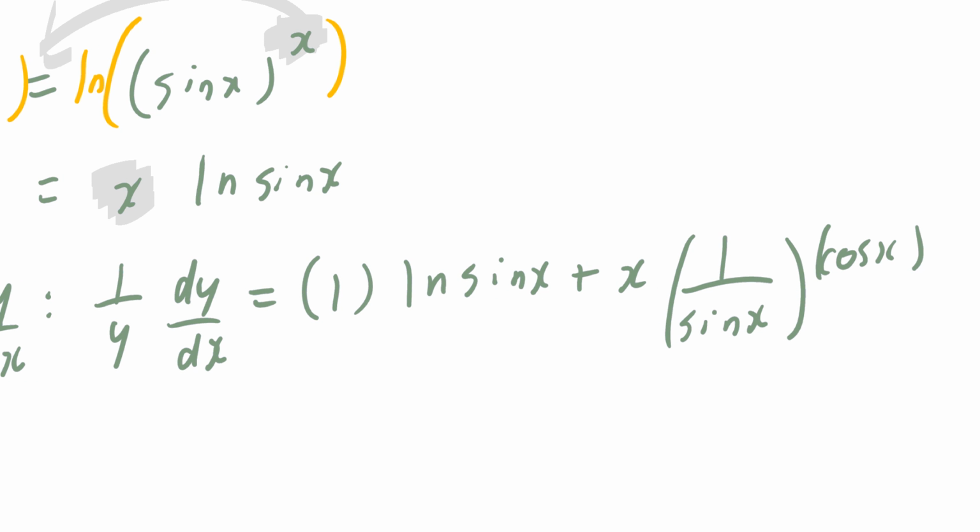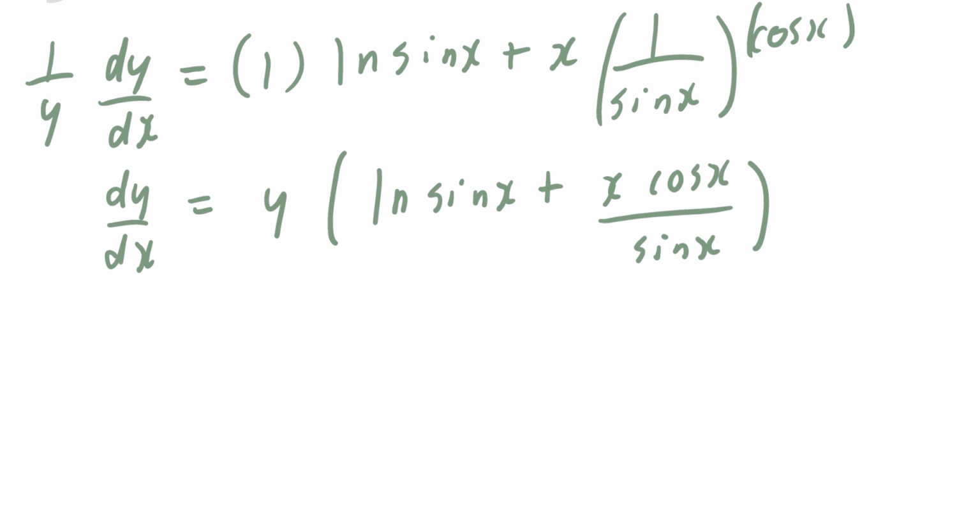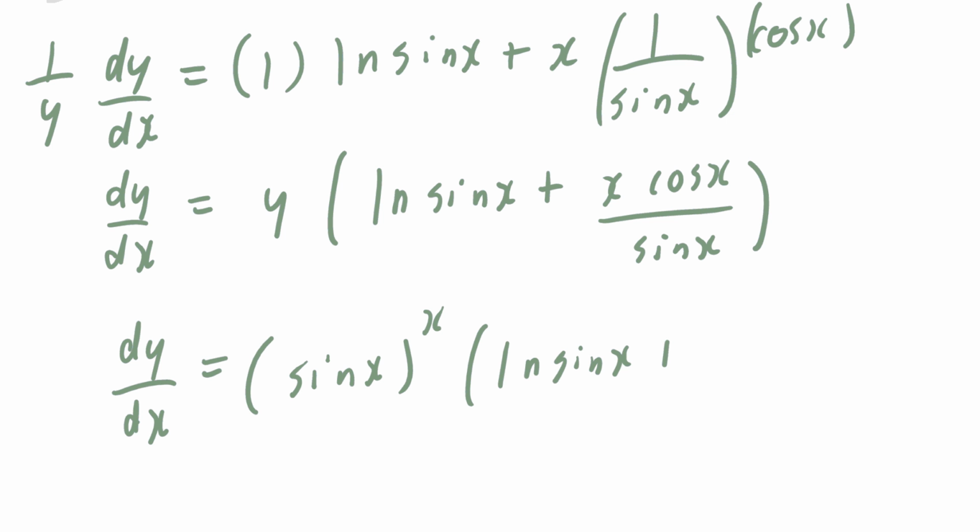Now, when you isolate for dy by dx, you can multiply both sides by y times, open bracket, ln of sine x plus x times cosine x all over sine x. Now again, your final answer should be in terms of x. So one final answer is dy by dx equals sine x in brackets to the power of x, times ln of sine x plus x cosine x divided by sine x.